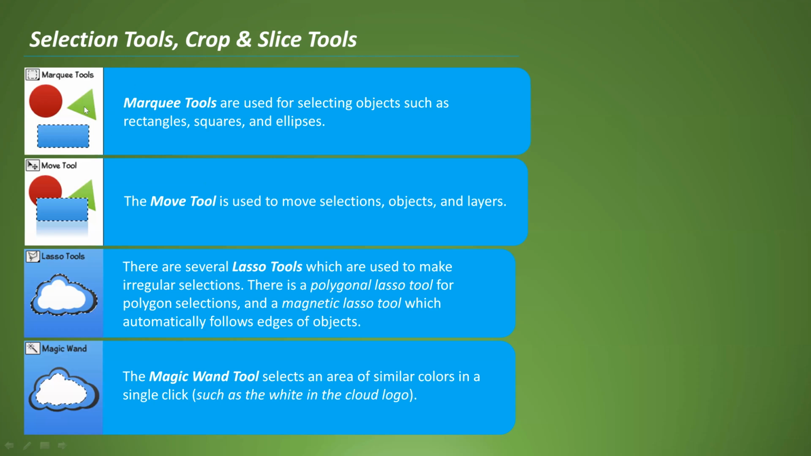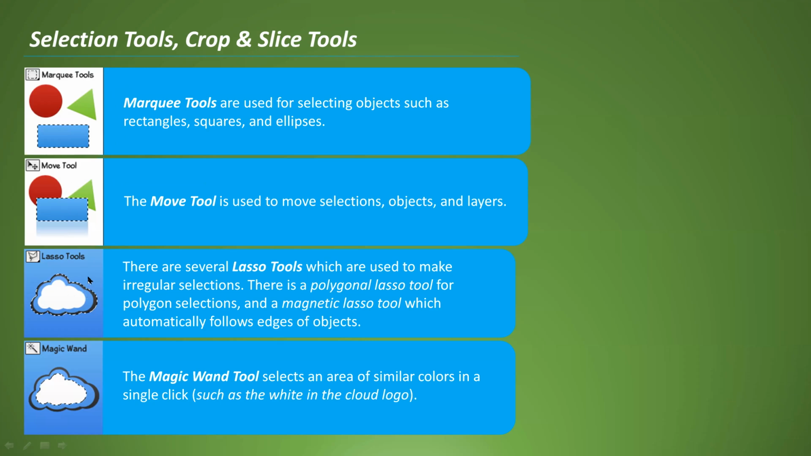So as I said, the marquee tools, move tool, lasso tool, and magic wand tool. These are different selection tools which have a definite purpose. For instance, the marquee tool, for example, rectangle, square, circle, and ellipse. You can directly use that to select objects which are of similar shape. Move tool, once you do the selection, you can move that selection around. That is the use of a move tool.